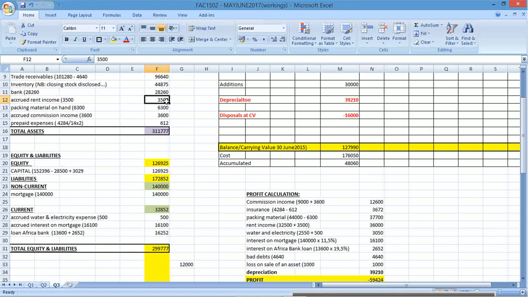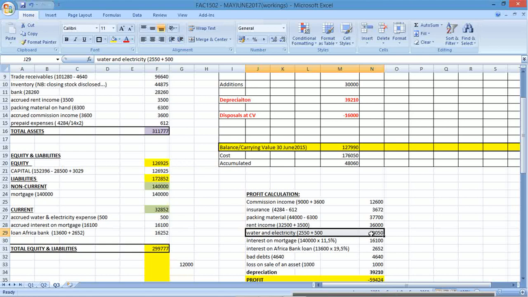Next. Packing material on hand. Okay, so if it's packing material on hand, it's an asset. It goes there, and then you would minus the packing material, which I did do. Next. Commission income, still outstanding. So commission income is accrued income. You add it there, and you add it there. That's fine. Next. Water electricity is outstanding. Water electricity, it will be a liability. You would record it there, and you would add it to your water electricity. That's fine.